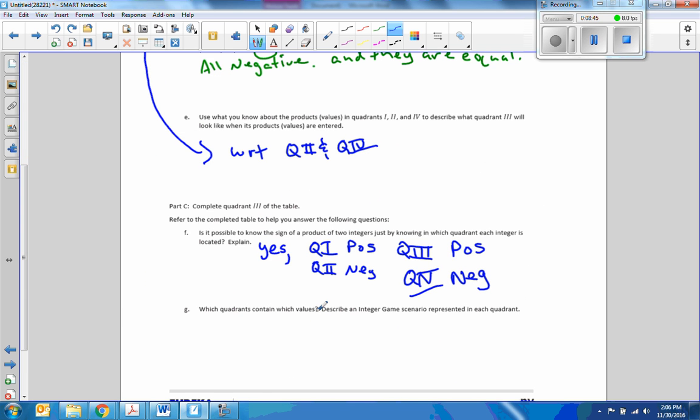Which quadrant contained which values? Describe the integer game scenario represented in each quadrant. So quadrant 1, I've already explained the values. They're up here, positive, negative, positive. Quadrant 1 means to draw positive cards.